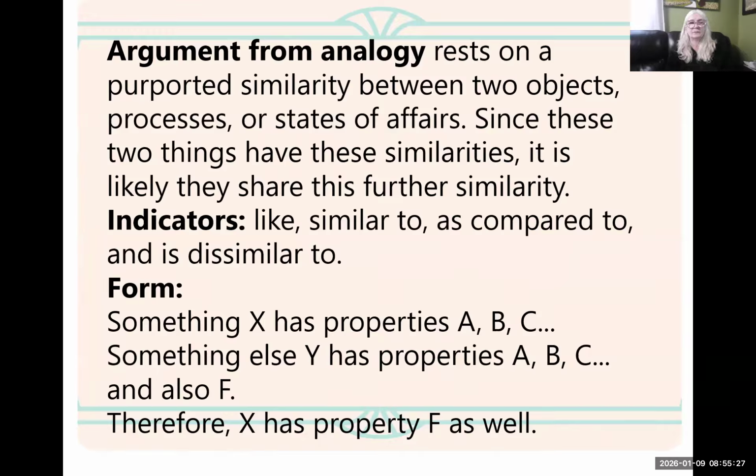The form itself is pretty easy to identify. You'll have two different things, we'll call them X and Y. And there'll be points of similarity, ideally many points of similarity drawn. They'll say they share these properties, A, B, C, D. And then they'll mention that one of these things has an additional property, which it is likely that the other one shares as well. So that's the form of the reasoning.